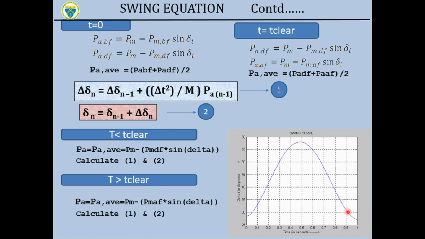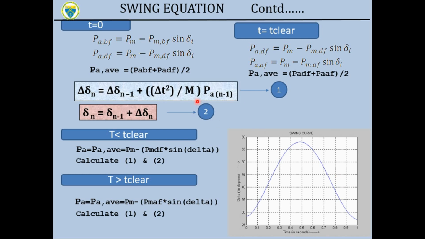If the fault is not cleared, or it takes more time, delta continuously tends to increase as time increases. That is known as a sustained fault condition. You can also check that by defining a proper clearing time. So it depends on the clearing time. For different clearing times, get the values of delta and plot the swing curve for each clearing time. So this is how the swing equation is solved.